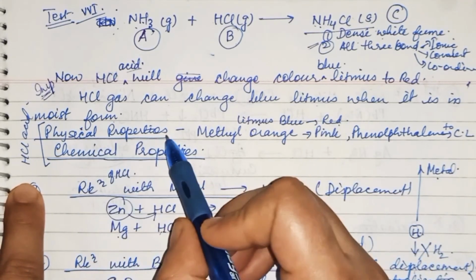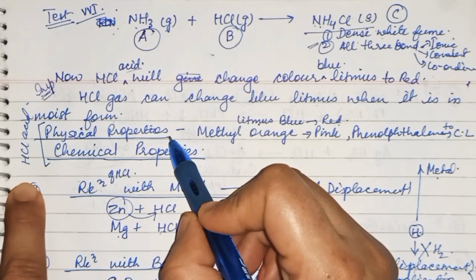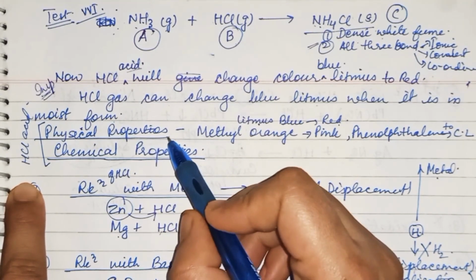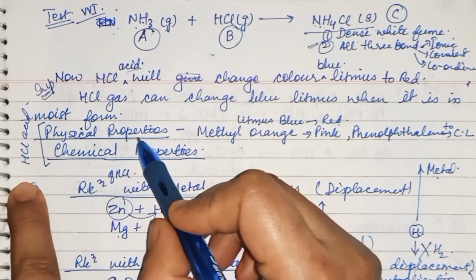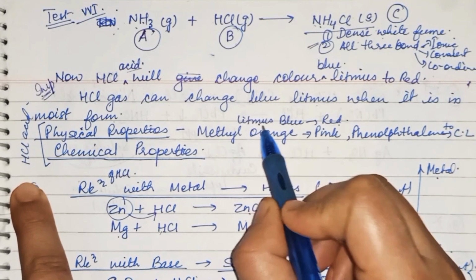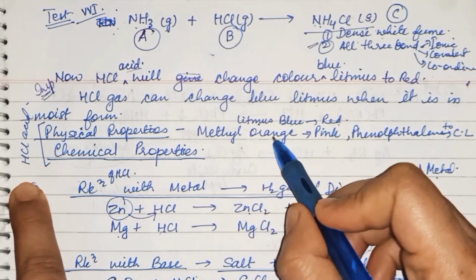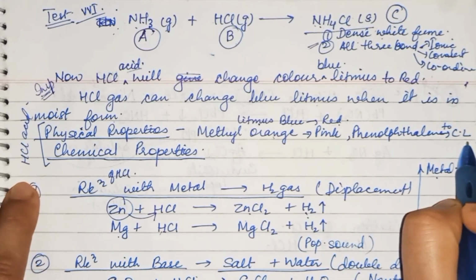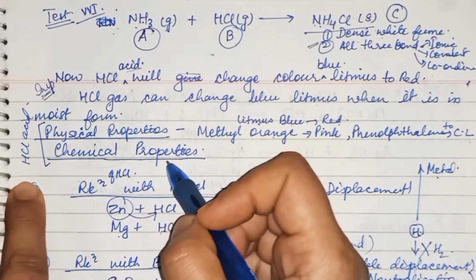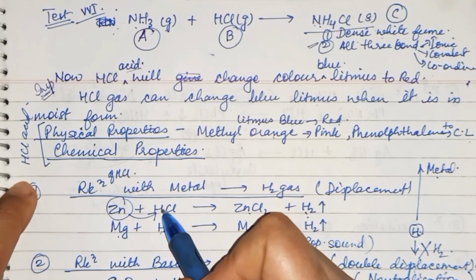Now some physical properties of HCl: we have learnt that it is a colorless gas with a pungent smell. Now for HCl acid, you will write: litmus test, blue will change into red color; methyl orange will change into pink color; phenolphthalein will change to colorless. Chemical properties, children, we will discuss now, and these properties are very important.